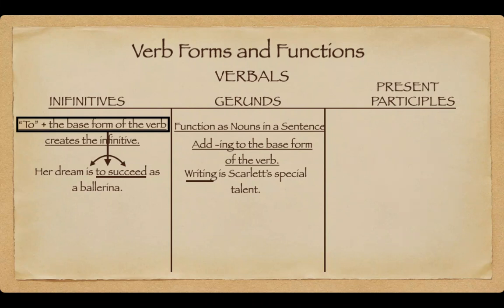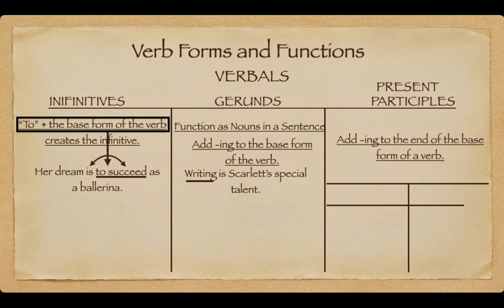The present participle is formed by adding ing. Makes sense, doesn't it? Walk, walking. Join, joining. Run, running. Pay, paying. So we add ing to the end of the base form of the verb. In sentences, they can function in two ways. They can function as adjectives that express an action or state of being, or when you combine them with the correct form of the helping verb be, they form the progressive tense.